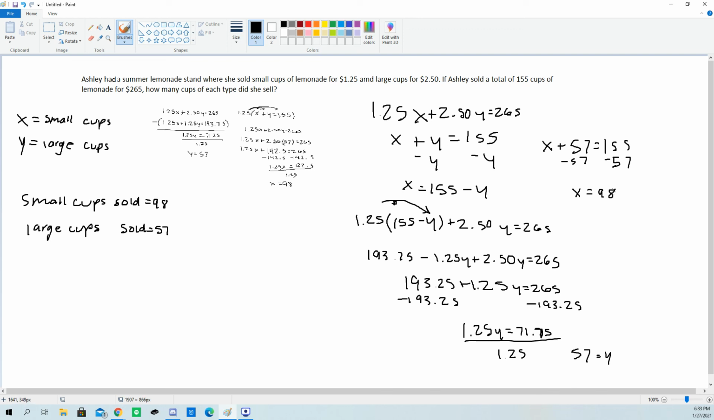So whichever method is easier for you, feel free to use that. Hopefully that helps. Something got messed up here at the bottom, but you get the point. I got 57.4 when I put that in my calculator, but I'm guessing I just put in some fraction wrong somewhere. I don't know, but hopefully that helps.